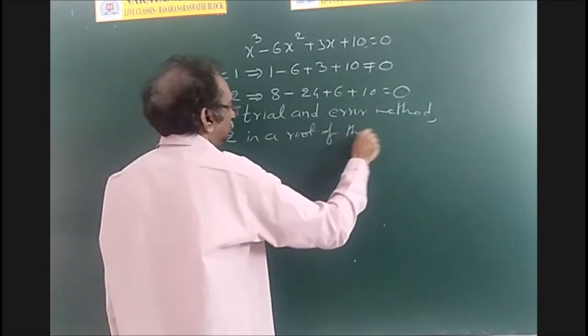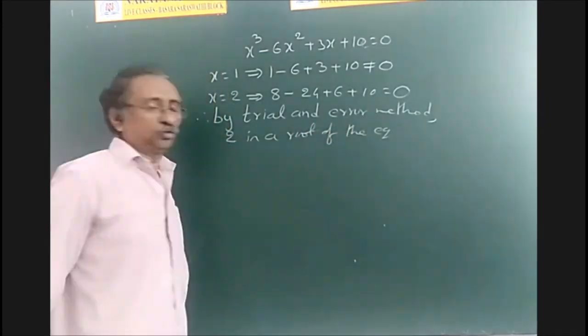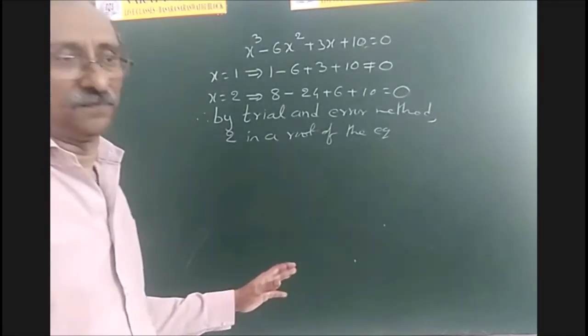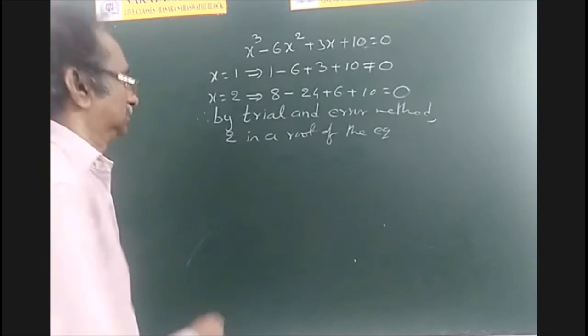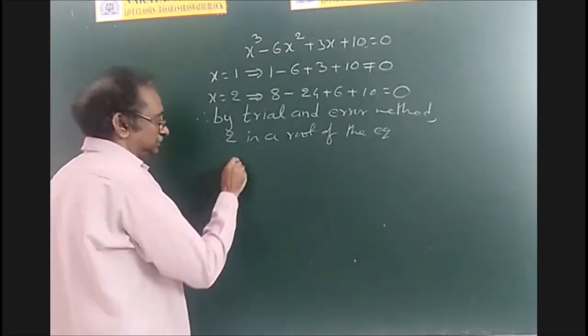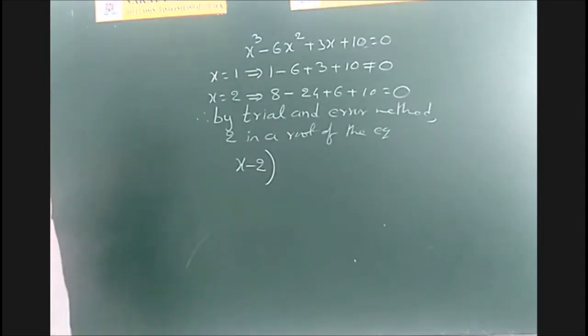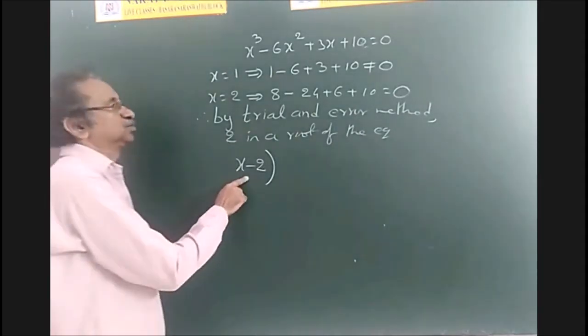So one of the roots is 2. And how to find the remaining 2 roots? You need not once again use the trial and error method. So use the division process. That is, 2 is a root means x minus 2 is a factor. Because 2 is a root, x minus 2 is a factor of that one.